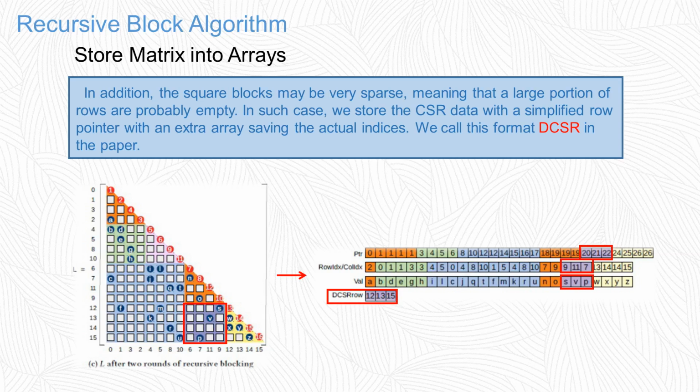In addition, the square blocks may be very sparse, meaning that a large portion of rows are probably empty. In such a case, we store the CSR data with a simplified row pointer with an extra array saving the actual row index. We call this format DCSR in this paper.